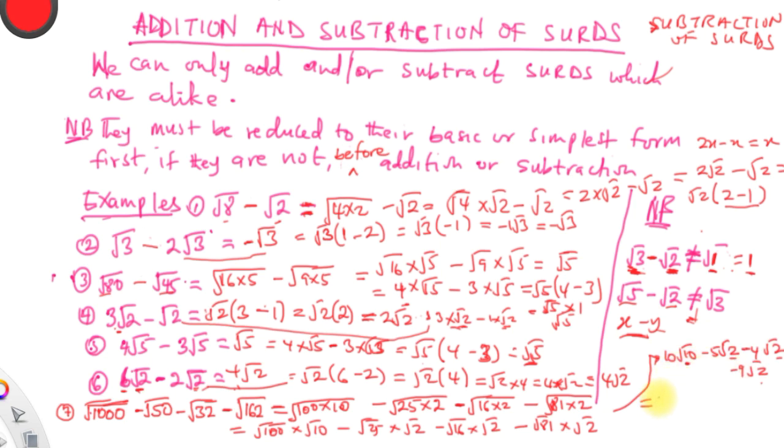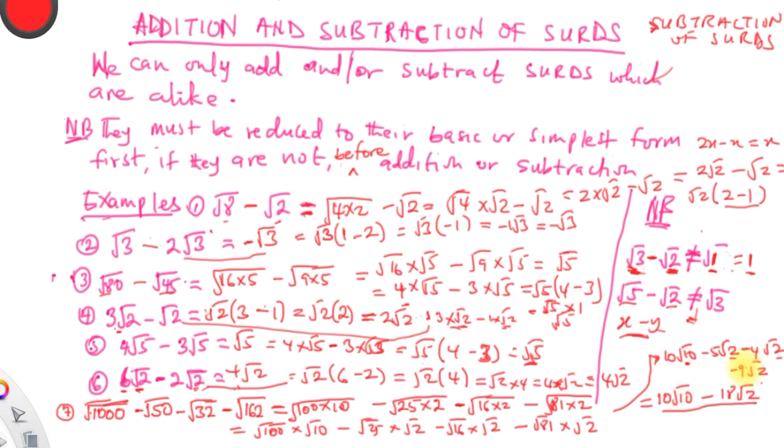So what we get is 10 root 10, minus 5 root 2, minus 4 root 2, minus 9 root 2. So what do we get? Minus 18 root 2. Minus 5 minus 4 is minus 9, minus 9 again is minus 18 root 2. So this is the final answer.